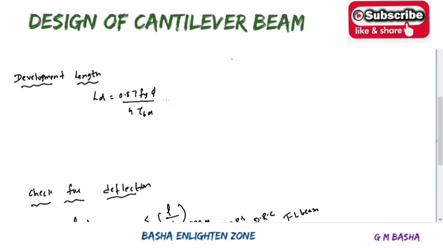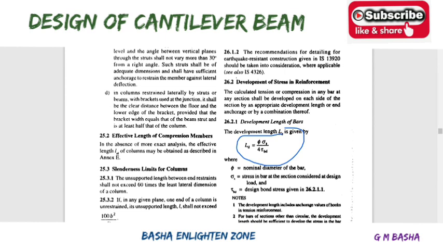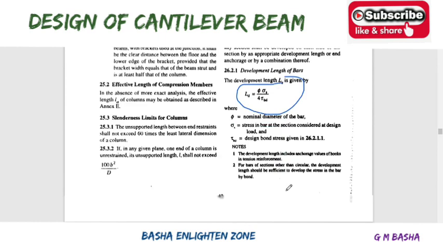In the starting itself, in the basic concepts, that is 0.87, f_y is 415, and dia of the bar. So for this development length, what bars are you keeping? We are keeping 3 bars of 20 dia. That dia we have to take here, divided by 4 times tau_bd. What is this tau_bd? Again, check with the code. For tau_bd, the design bond stress.